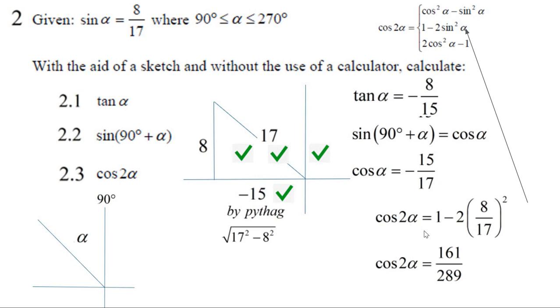So cosine of 2 alpha is 1 minus 2 sine squared. Where did I get that from? Right here, 1 minus 2 sine squared. Now you could use the other two. You'd get the same answer. When you're finished, I put this in my calculator. I know 17 squared is 289, but just type that into your calculator, and there's the answer. 161 over 289. All done.